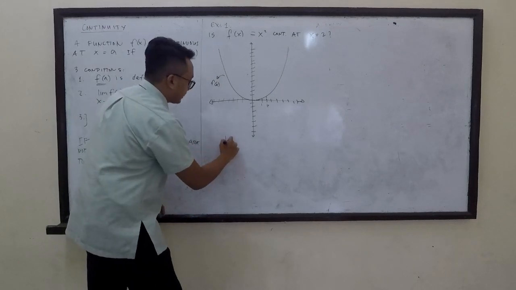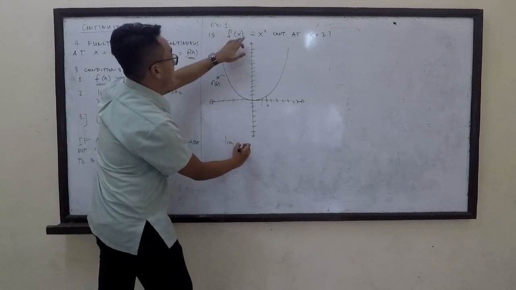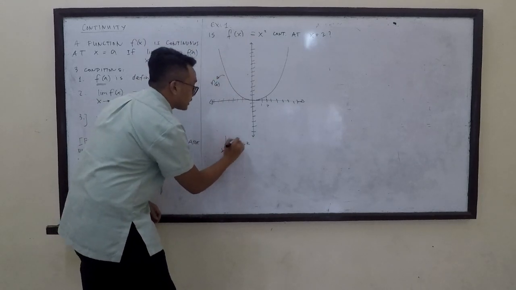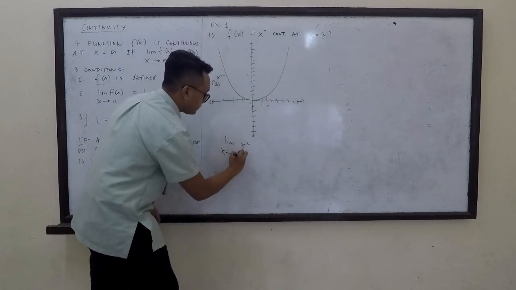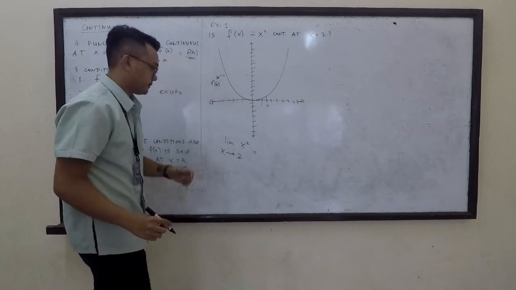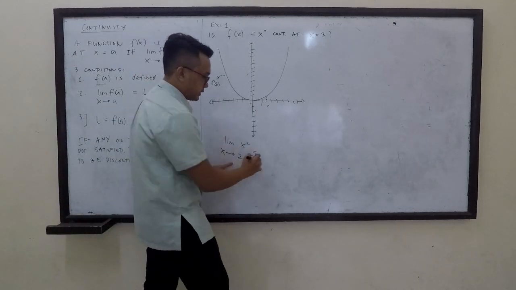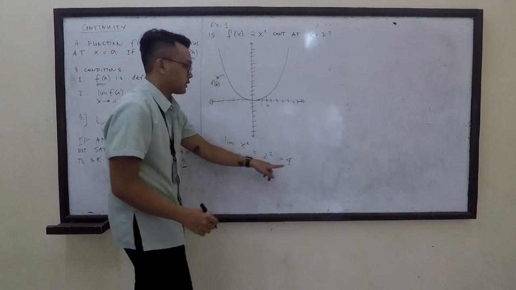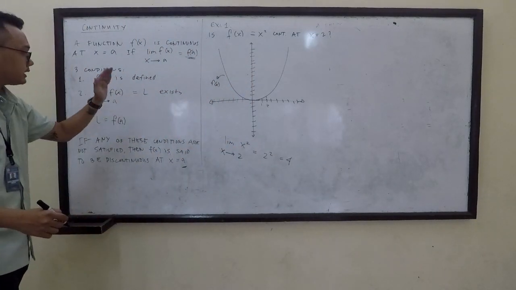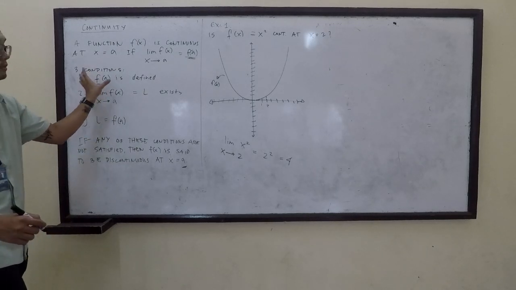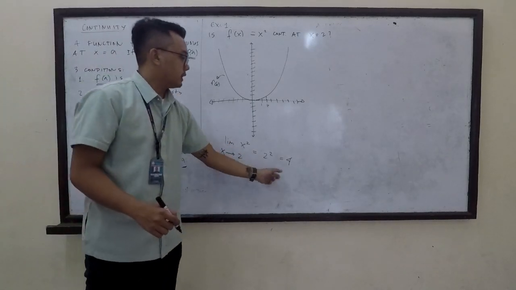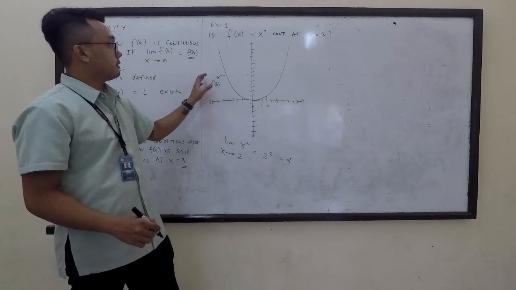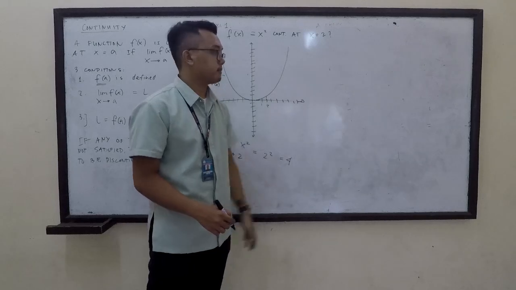So the limit here is f of x, which is x squared. The limit of x squared as x approaches 2 is equal to x squared, which is 2 squared, equal to 4. So 4 is defined, and the limit L exists. Therefore, this is a continuous function at x equals 2.